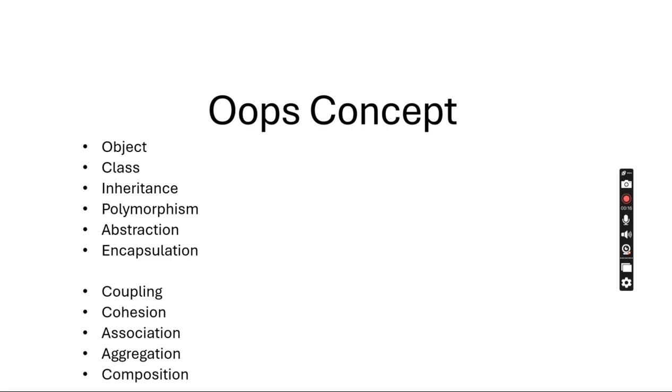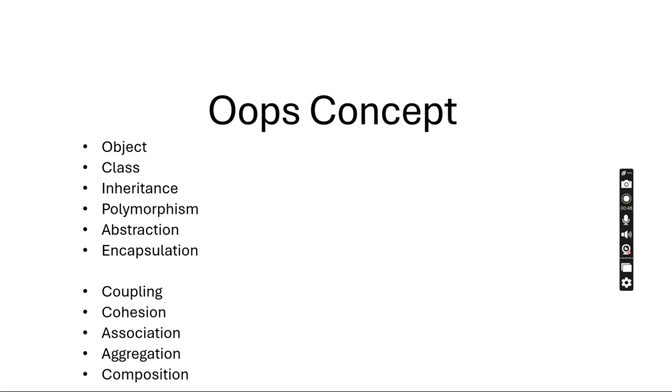So there are mainly these concepts under OOPs. We have object, class, inheritance, polymorphism, data abstraction, and encapsulation. Other than these features of OOPs, we have some design features called coupling, cohesion, association, aggregation, and composition. Let's start with object and class, then we will discuss inheritance in this video today.